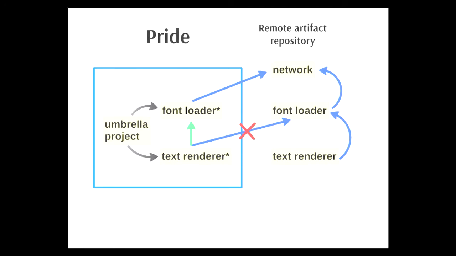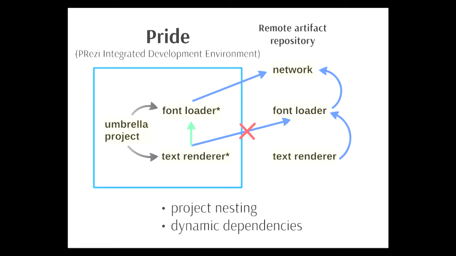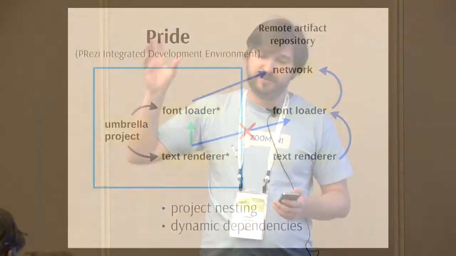So we call the system Pride, or Prezi Integrated Development Environment. Or you can think of a Pride of Lions if you want. So we introduce two concepts: project nesting, so that we nest your top-level project, like the text renderer or the font loader, below a new top-level project, this umbrella project, so that Gradle can see the whole thing together. And dynamic dependencies, meaning that when a dependency is available inside of this umbrella project, then we use a project dependency. If it's not available, we are using the external dependency.